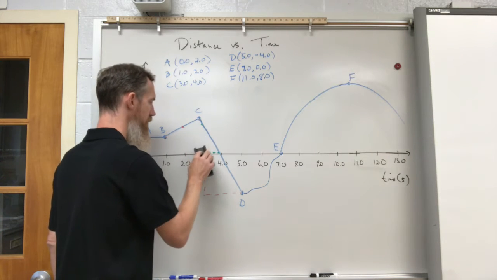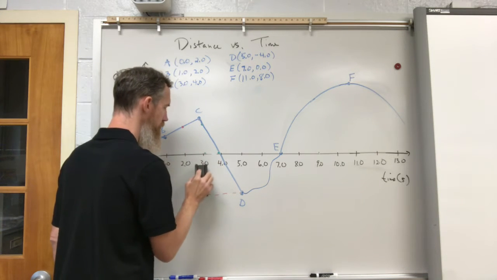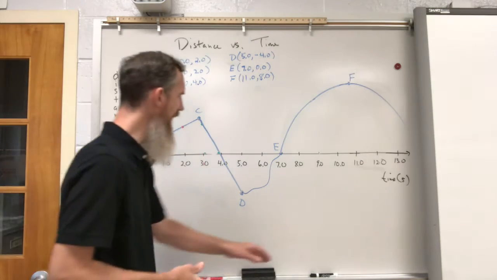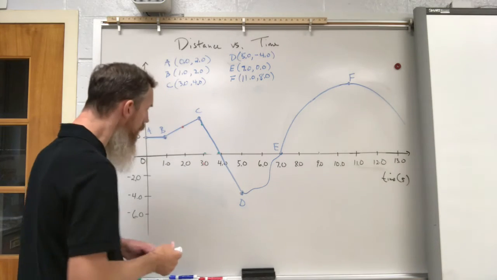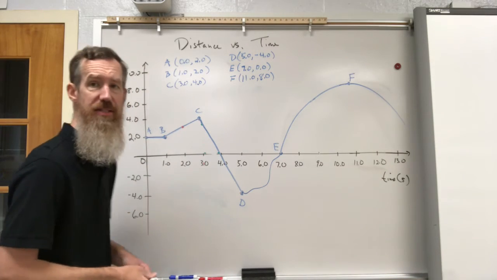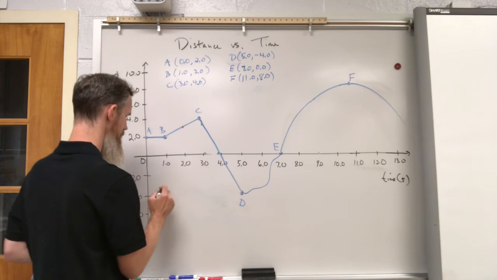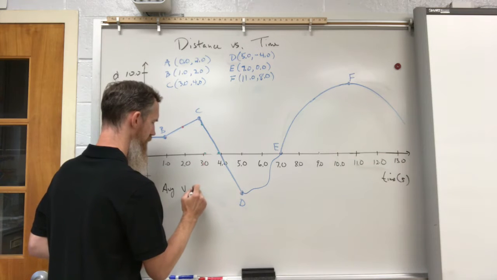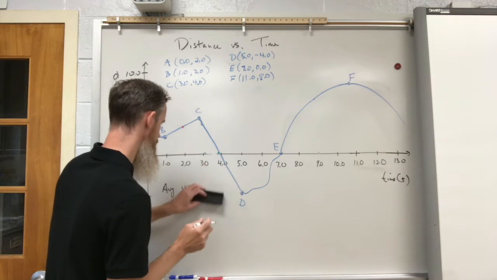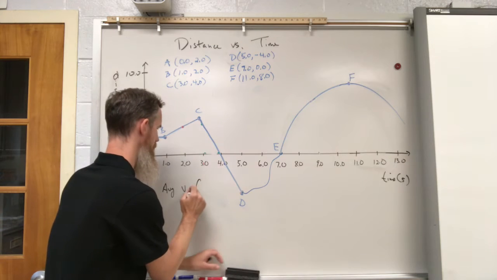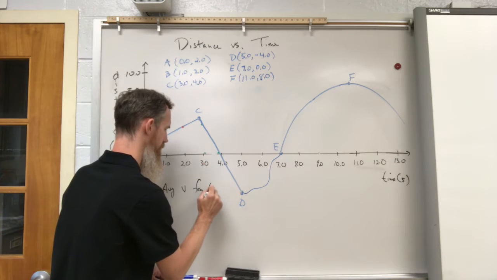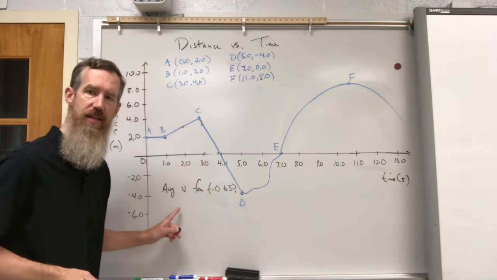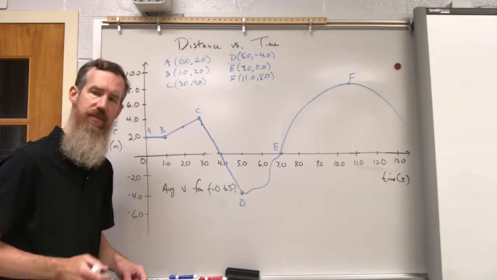Now, we're going to talk about, well, what's the average? Suppose I wanted to know the average velocity of the first 5 seconds of motion. So what if I want to know the average velocity from 0 to 5 seconds?